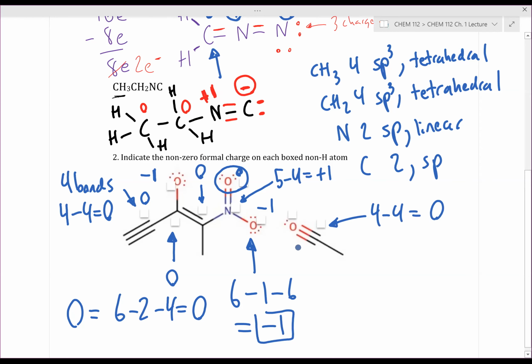Okay, this oxygen here is a little bit unique. Let's do this calculation from scratch. So this oxygen has a group number of 6. How many bonds are attached to this oxygen? 3, yep. So 6 minus 3. And how many lone pair electrons do we have? 2. So that gives us a formal charge of +1.